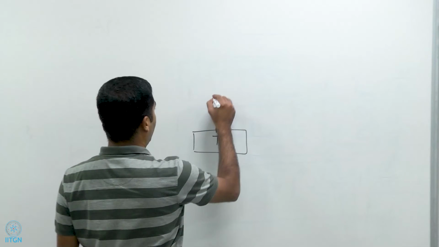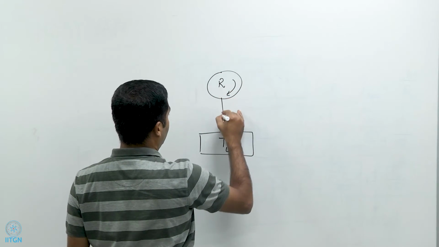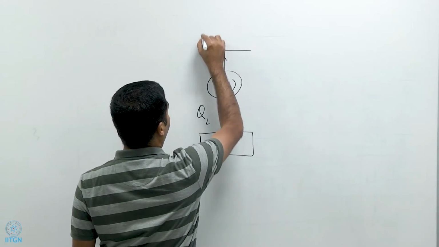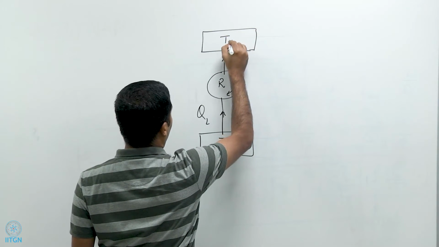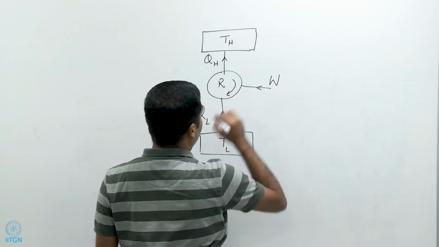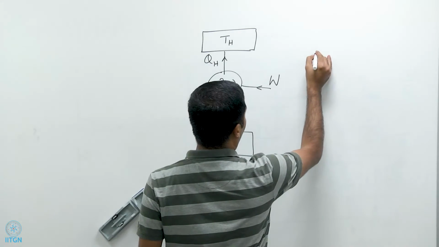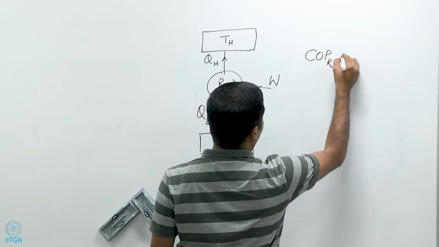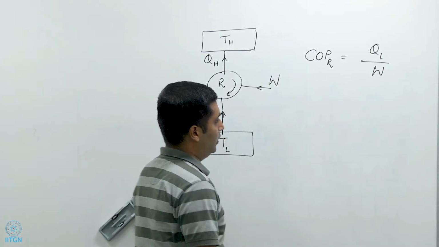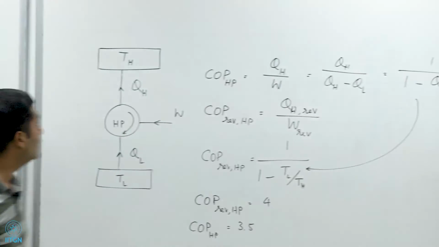So I have a refrigerator, a reversible refrigerator, that removes heat QL from a low temperature source, pumps heat QH to a high temperature source, and in the process it needs us to do a work W, and we have previously defined COP of a refrigerator as QL divided by W, right? The difference here being this is QL by W and here QH by W.